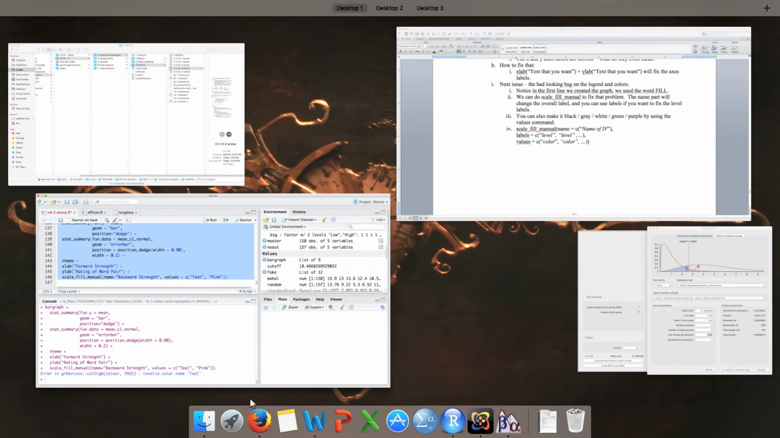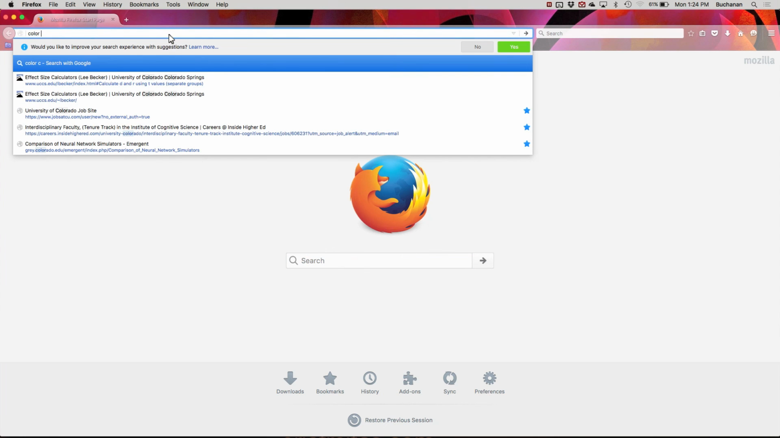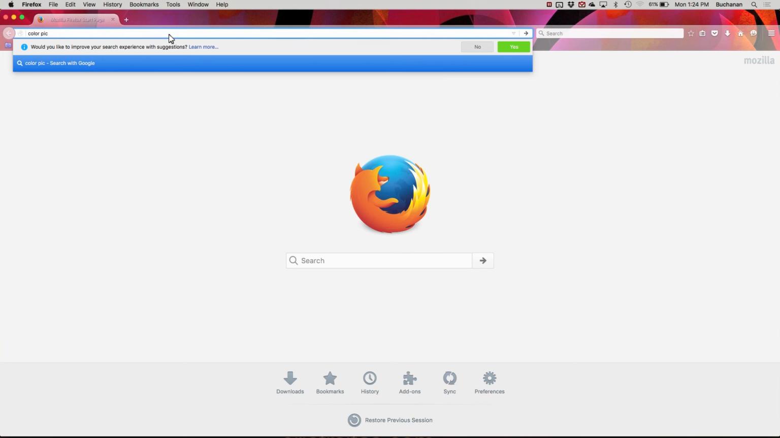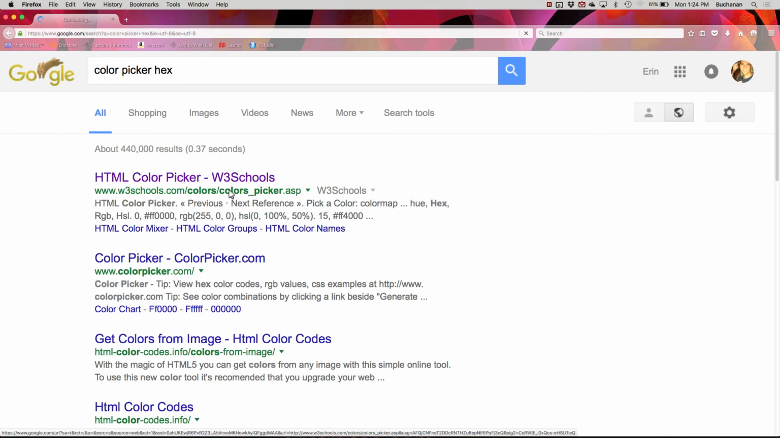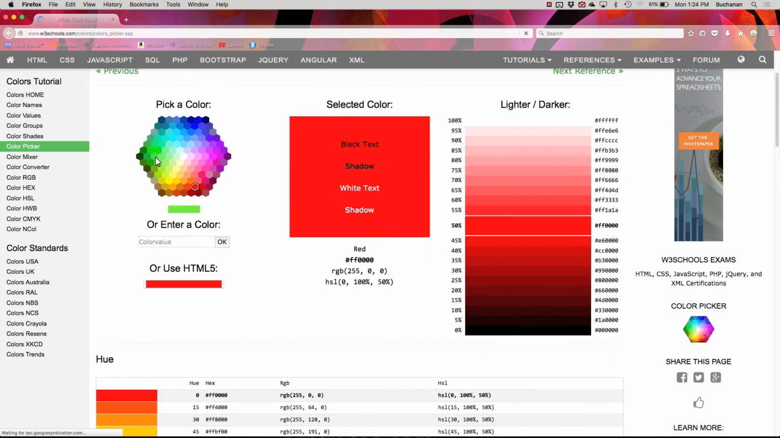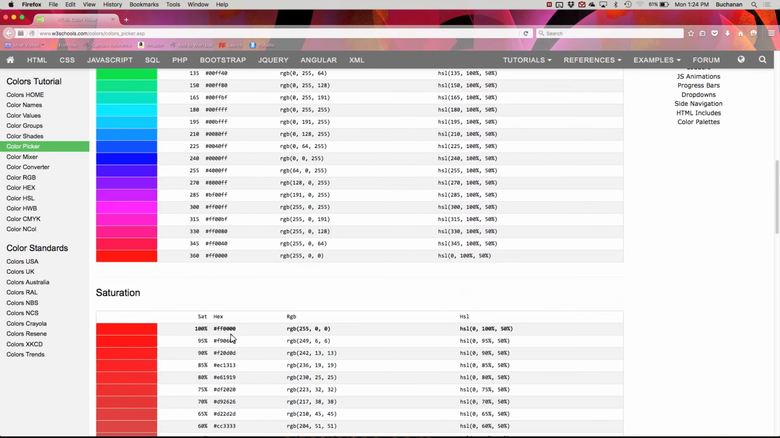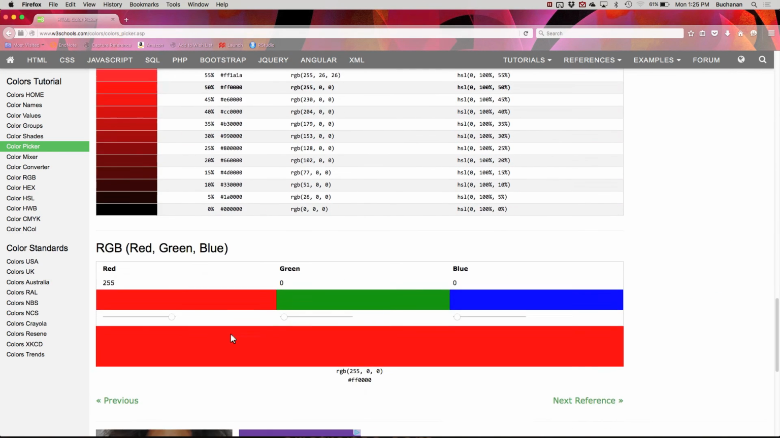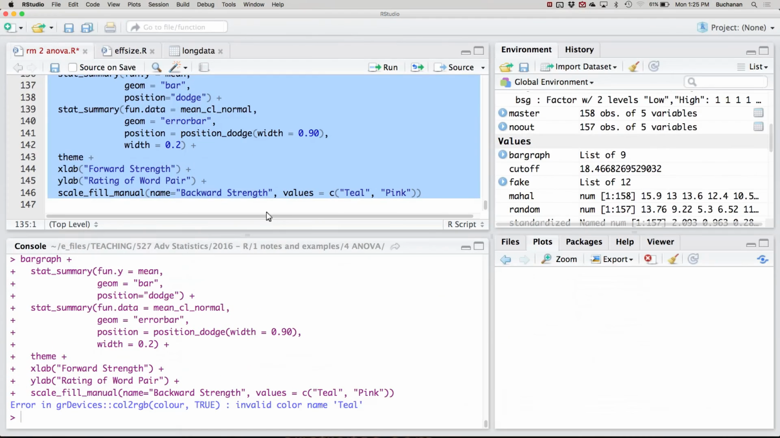If you've ever done any HTML coding, it will take RGB codes and hex codes. So if you do color picker hex, you can pick a color. And so it'll take these little hex codes too. So I could, the university uses a very specific combination of hex codes. I could do that as well. I think that should work.